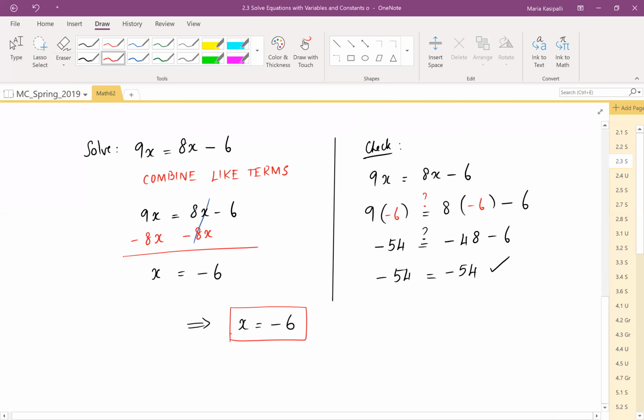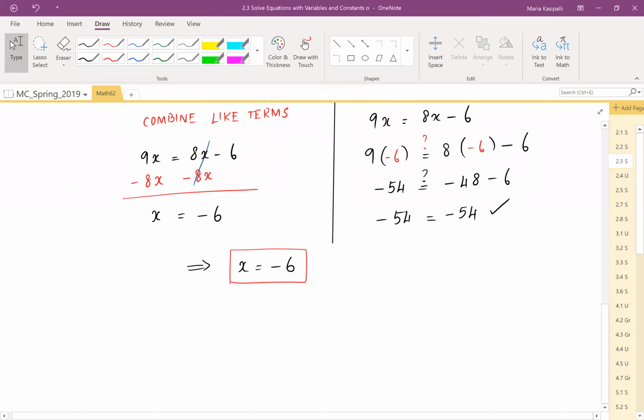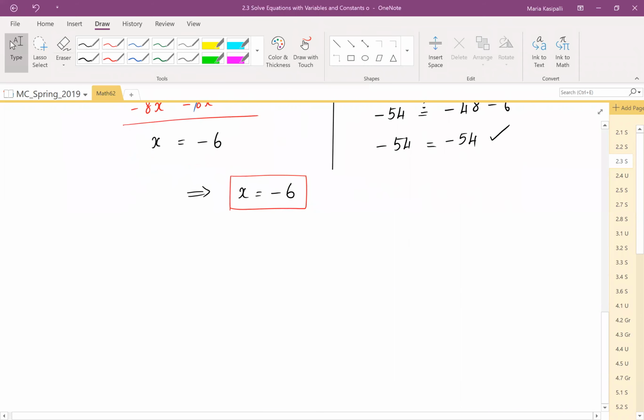You could have any variable for this matter, so you simply have to remember that you have to combine all the like terms, either on the same side of the equation or across the equation.